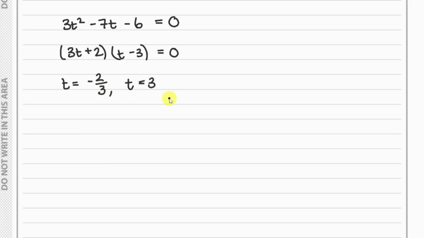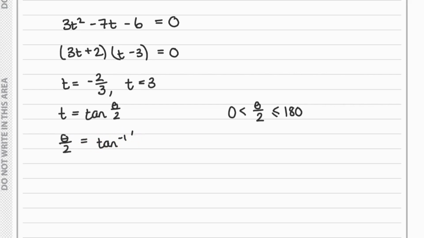So now we're going to solve for t, but we need to remember that t is tan of x over 2, or theta over 2. So when we're looking for our solutions, we're no longer looking between 0 and 360. We're now looking between 0 and 180 because it's theta over 2. So I've halved the range which I'm looking in. So we know that t is equal to tan of theta over 2. Solving this, theta over 2 is equal to arctan, or tan to the minus 1, of minus 2/3.